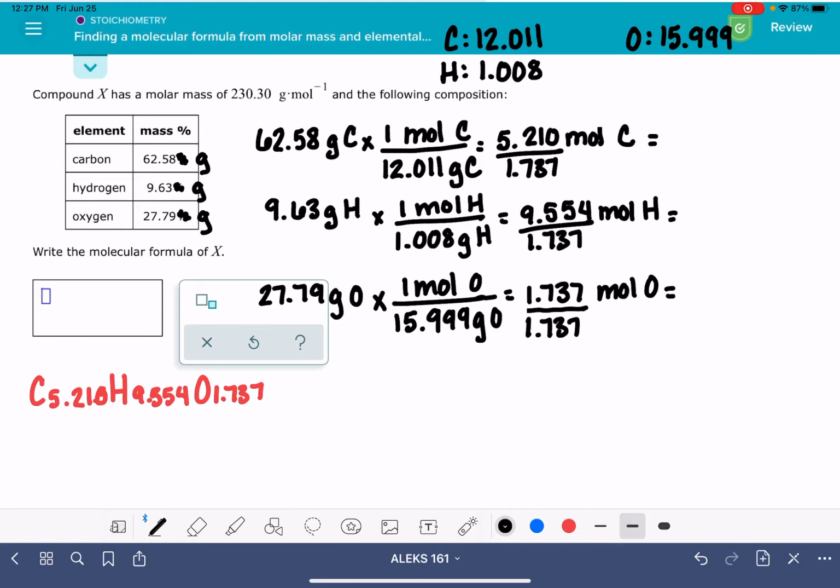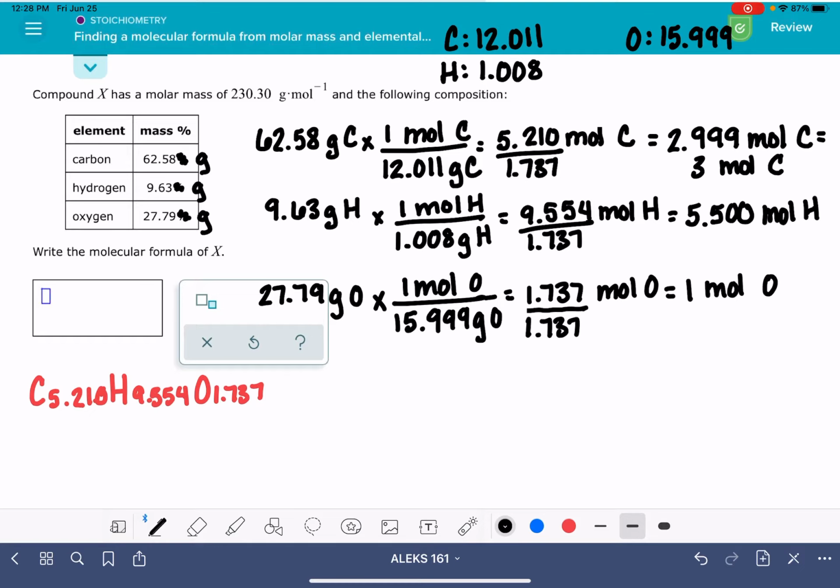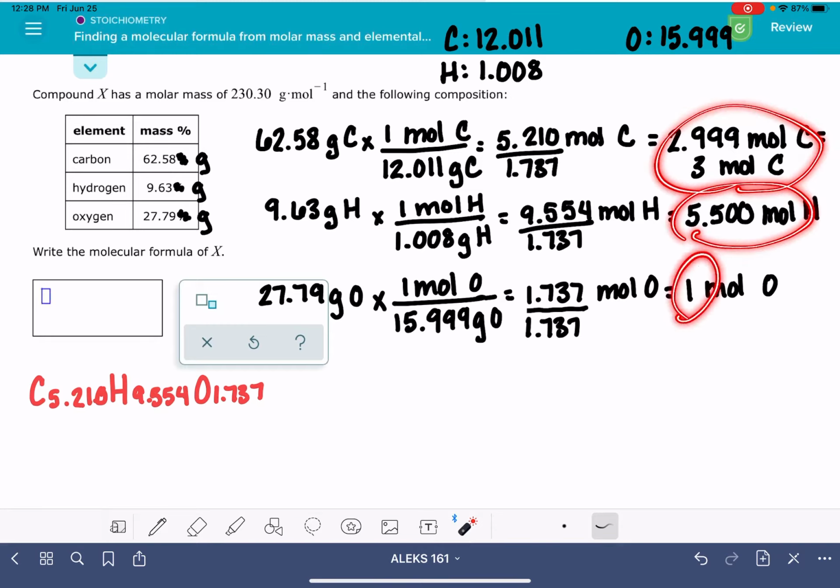5.210 divided by 1.737 is 2.999 moles of carbon, which is really close to 3. So we're just going to call that 3 moles of carbon. If it rounds to that integer, then we're just going to do that. 9.554 divided by 1.737 is 5.500 moles of hydrogen. We're not rounding that one. And then oxygen is going to be 1. Sometimes when you get done with this step, all three of these numbers are integers. In this case, they're not.